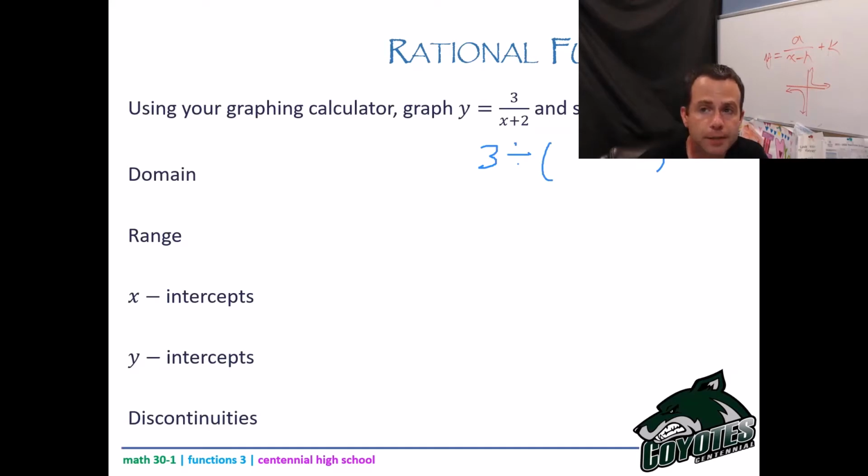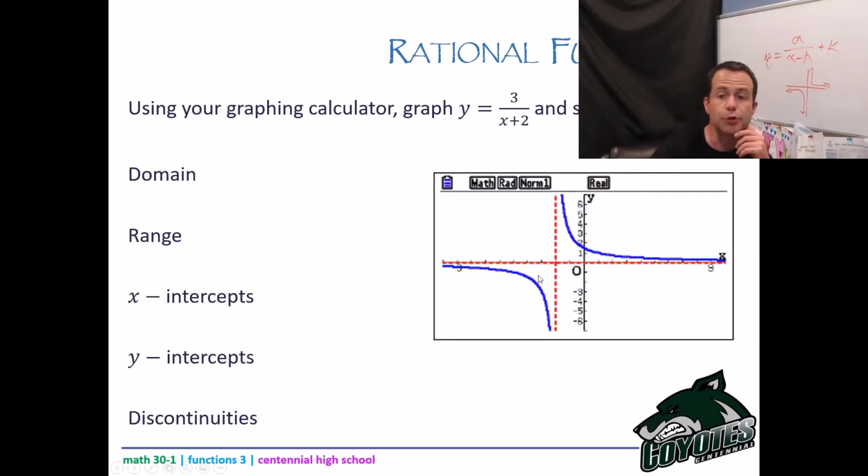Okay, so go ahead and pause me, graph that, and then we'll compare pictures. And you should get something that looks like this. Okay, now you're not going to visibly see those asymptotes. I've purposely drawn them in to give you that visual, but you can see that space there. So you can imagine that that's where the asymptotes are for sure. Okay, so now we're going to look at the domain, the range, the x-intercepts, the y-intercepts, and the discontinuities.